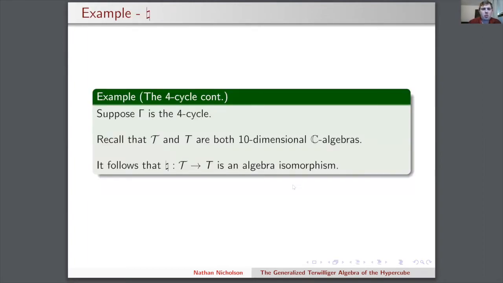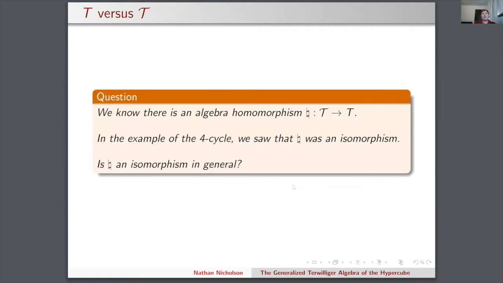Suppose gamma is the 4-cycle, our example that we've been doing. These are both 10-dimensional C algebras, the concrete and the generalized T algebra. And so natural, because it's a surjective homomorphism, must actually be an algebra isomorphism. Here's the question. We know that this surjective homomorphism exists. In the example we've been following, we saw that it was an isomorphism. So is it an isomorphism in general?